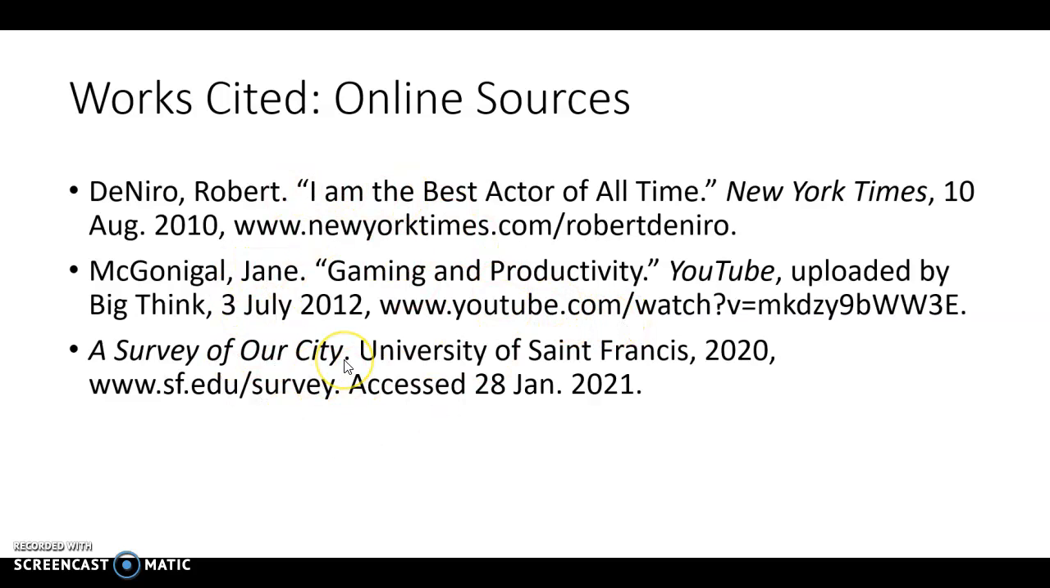You might also cite an online source that is just one page on a website, in which case, a lot of times those don't have an author. So if I don't have an author, I just begin with the title. So this website is called A Survey of Our City. So I put that in italics and I put that first. And then I include the organization or group that maintains and publishes that website. So let's say that's the University of St. Francis. I put the date. For websites, you might not find a full date and month, so I just put the year here that's listed on the website. And then I include the URL.